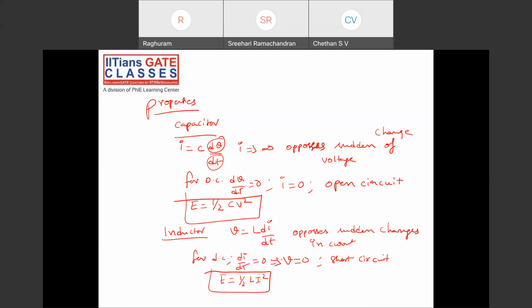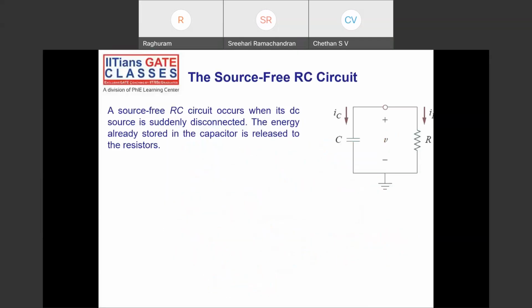First order circuits. Okay. So inductor opposes sudden changes in current, acts as a short circuit for DC, and stores energy in the form of electromagnetic field, and the maximum energy stored is equal to half Li square. Similarly, capacitor opposes sudden changes in voltage, acts as an open circuit for DC, stores energy in the form of electrostatic field, and the maximum energy stored is half CV square. Okay, first order circuits.